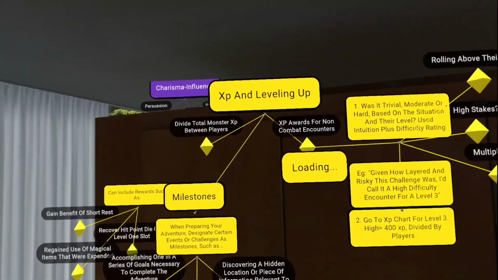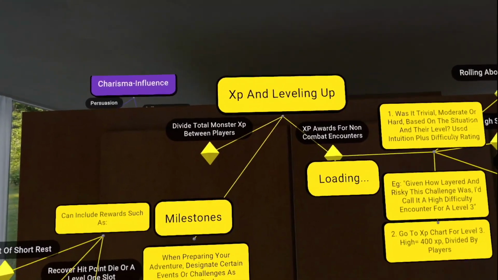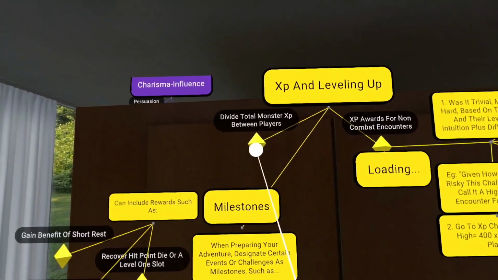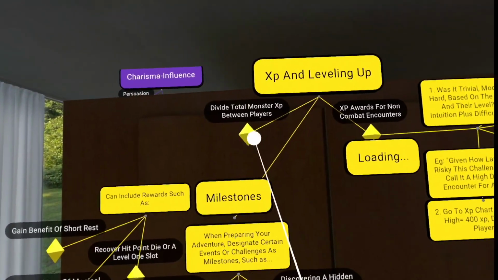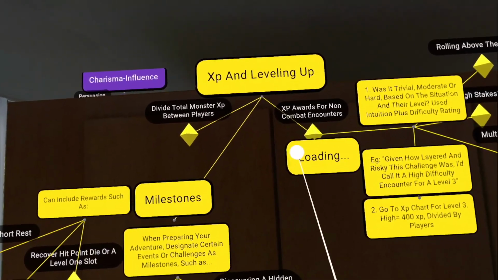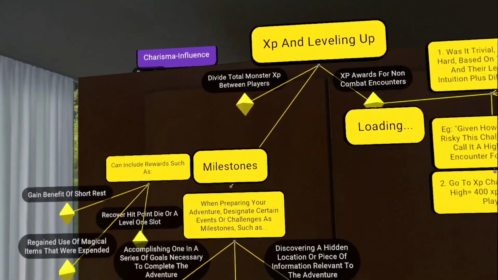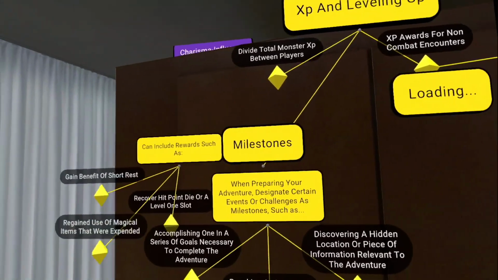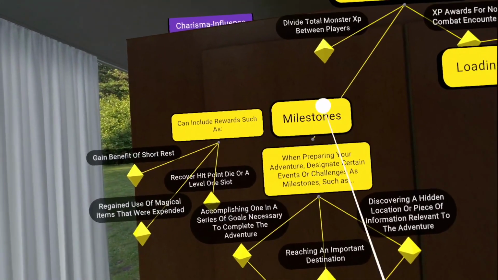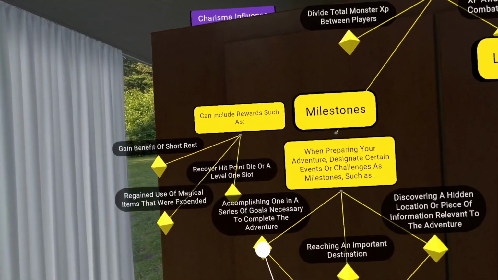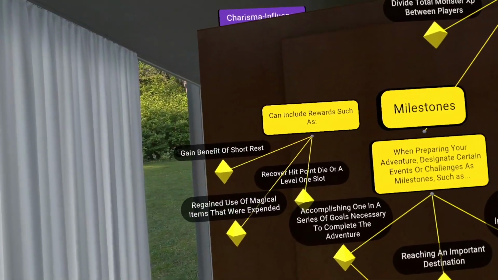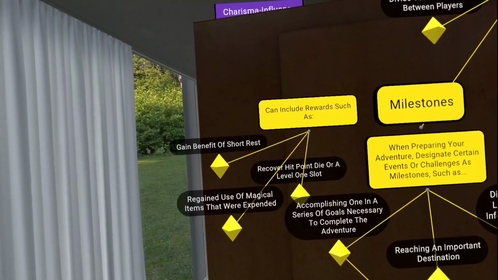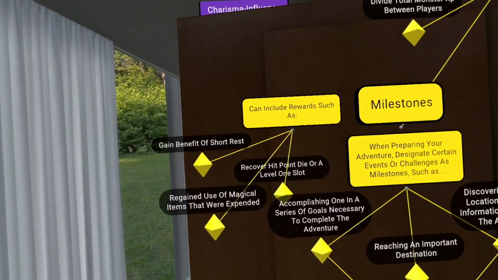XP and leveling up. I thought this was a nice colour for XP and leveling up. So this just shows you here what you do. You divide the total XP between players. XP awards for non-combat encounters. I don't know why that image is stuck on loading. Or adventure milestones, accomplishing a series of goals. The type of rewards it could include, like you might gain the benefit of a short rest. You might recover hit points or a level 1 slot.